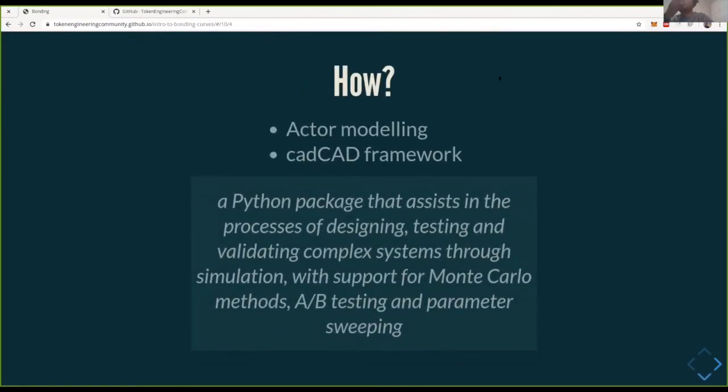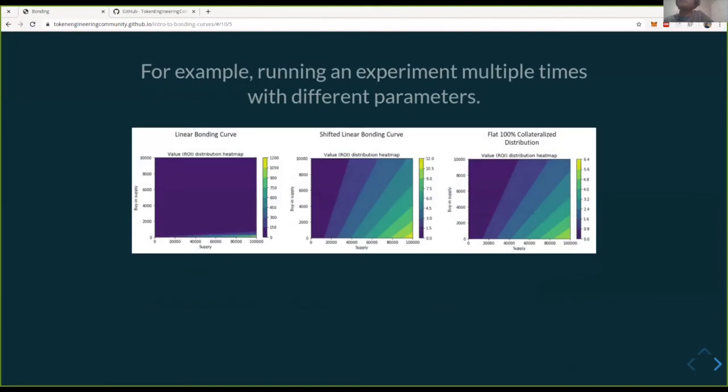So how is this done? You can do active modeling and simulation. The cadCAD framework is an open source library that was built by Block Science and allows you to do simulation of complex systems with things like parameter sweeping, which is changing a parameter and seeing what effect it has on your system, and running Monte Carlo methods, which allow you to run very large experiments on your system. For example, here you see a basic experiment with different parameters and some more Python data science type outputs from it.